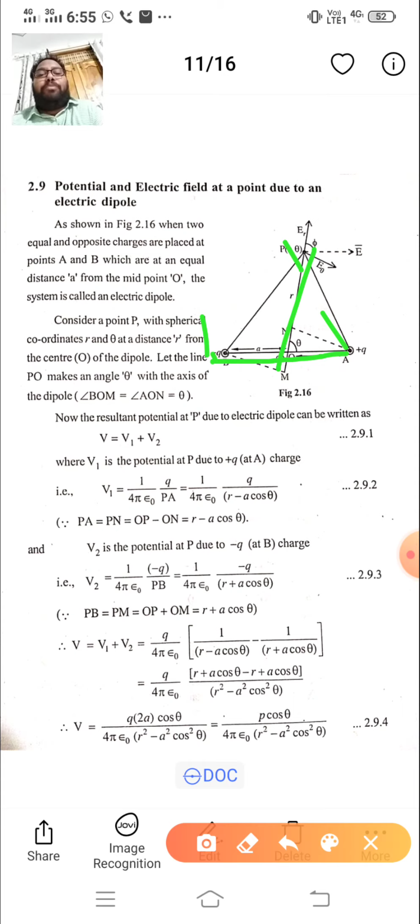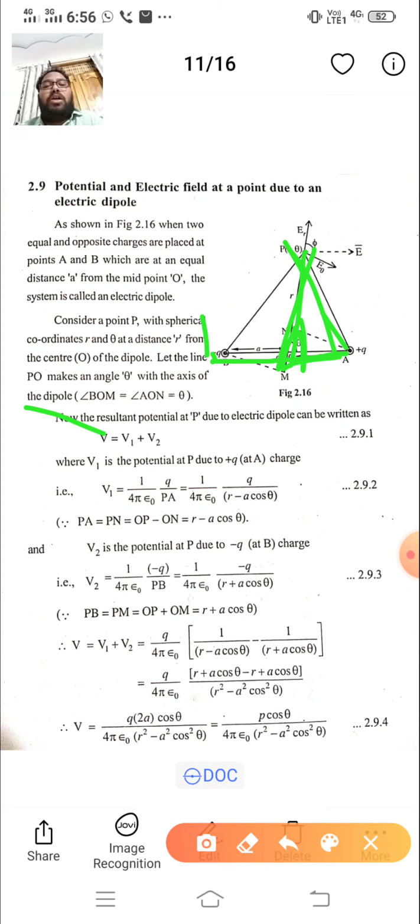Let the line PO make an angle theta with the axis of the dipole. Then angle BOM equals angle AON. Now the resultant potential can be written as V equals V1 plus V2, from the point A and from the point B.